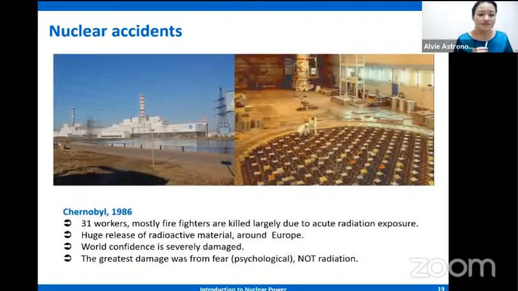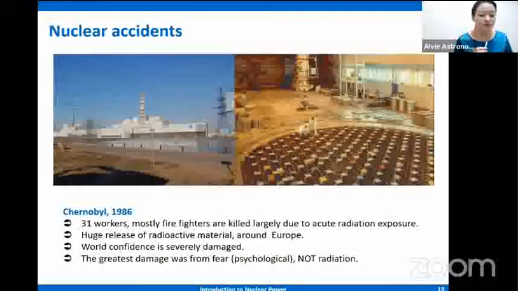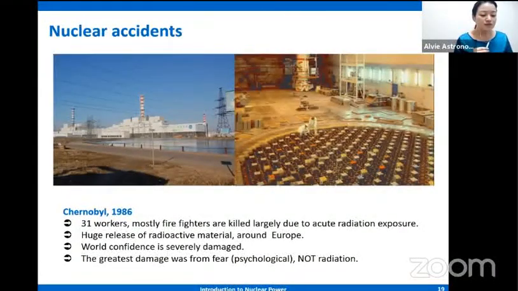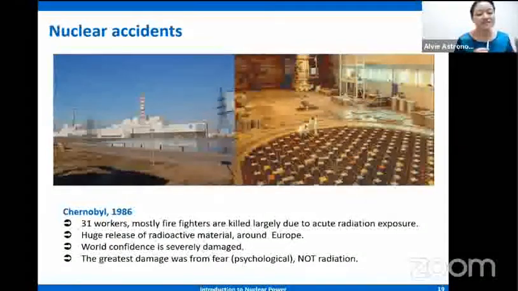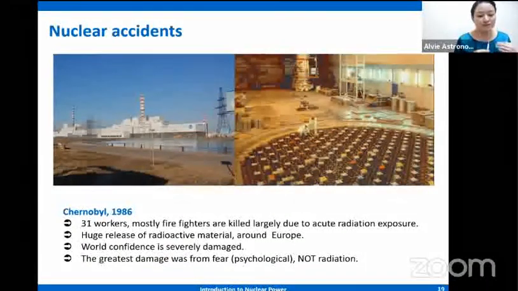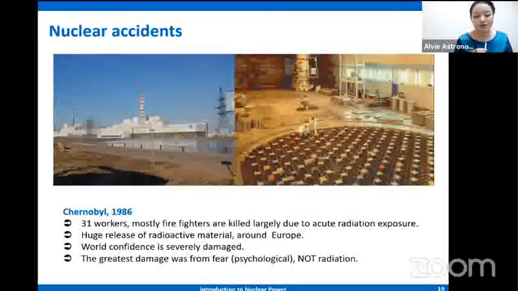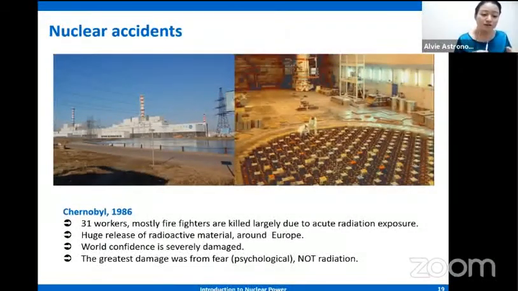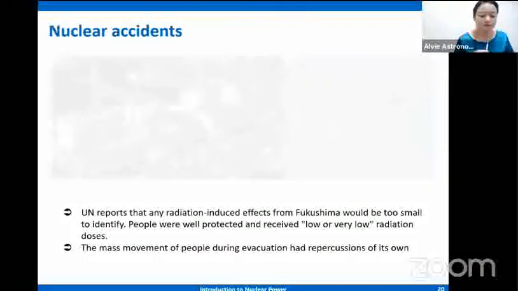Chernobyl 1986 is the worst. So 31 workers, mostly firefighters, were killed, largely due to acute radiation exposure. There was a huge release of radioactive material around Europe, and world confidence in nuclear is severely damaged. But there is some opinion that the greatest damage was from fear or psychological and not really from radiation.